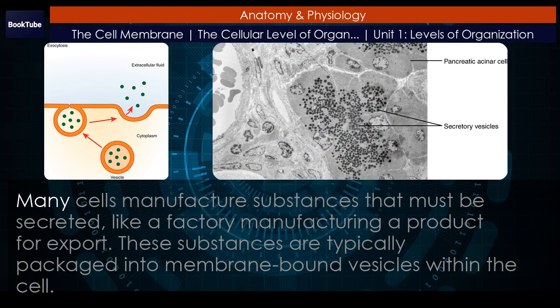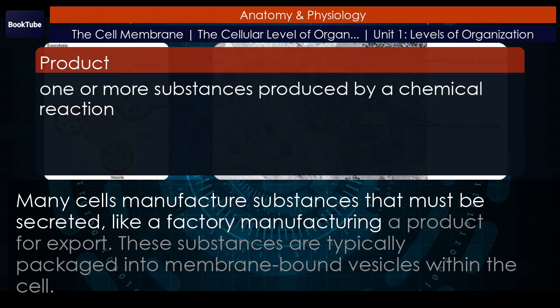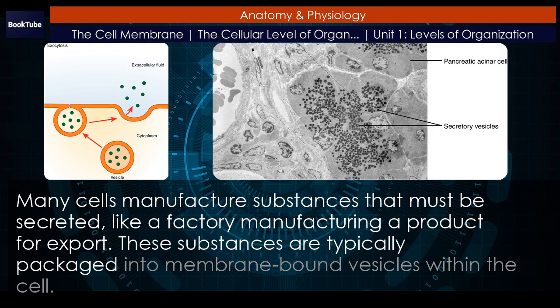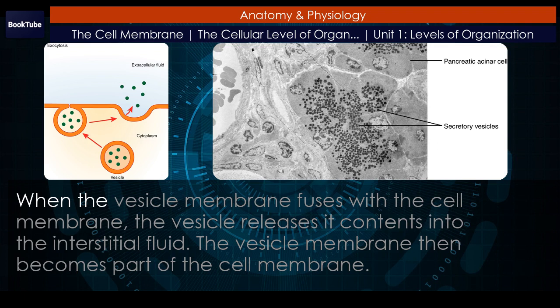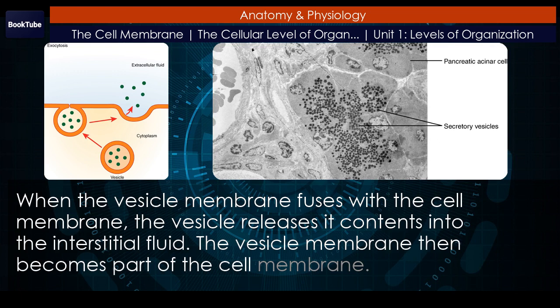Figure 10. Many cells manufacture substances that must be secreted, like a factory manufacturing a product for export. These substances are typically packaged into membrane-bound vesicles within the cell. When the vesicle membrane fuses with the cell membrane, the vesicle releases its contents into the interstitial fluid. The vesicle membrane then becomes part of the cell membrane.